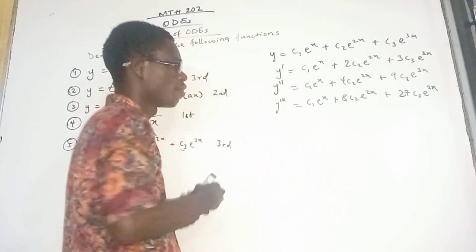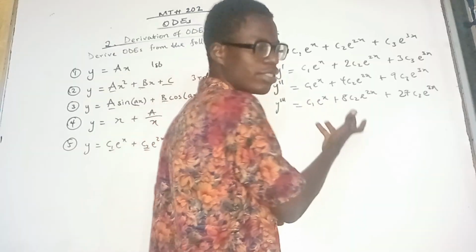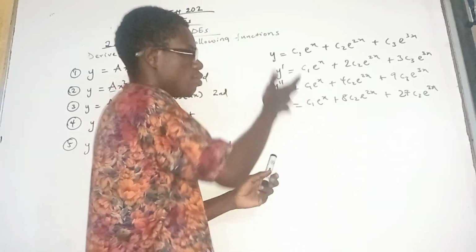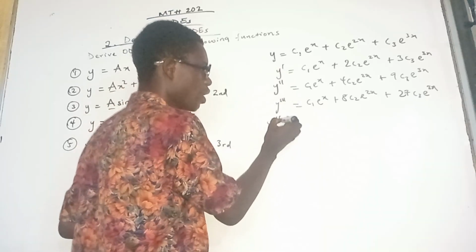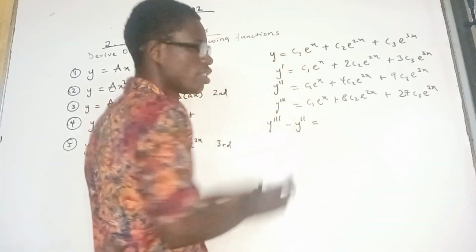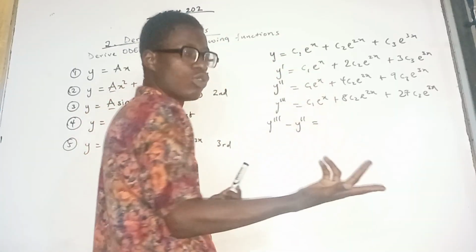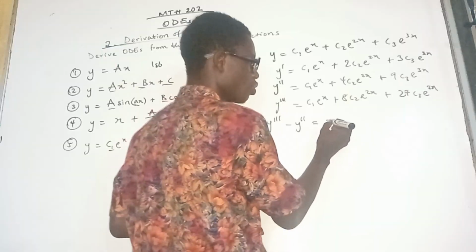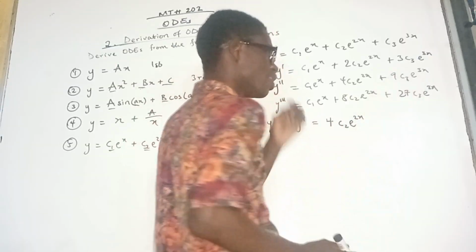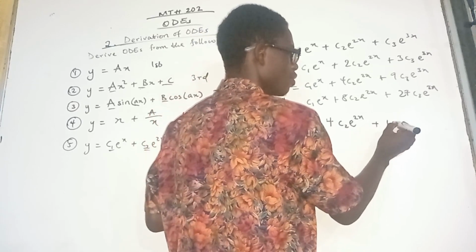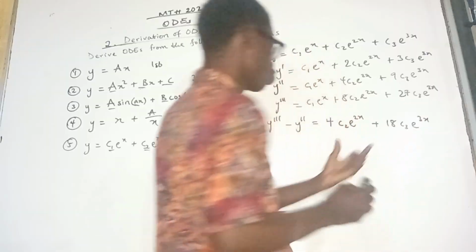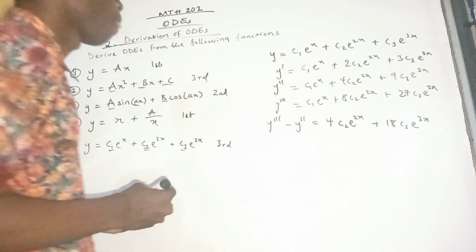So now let's finish it off. We have to eliminate constants. So what do we do? We subtract y triple prime minus y double prime equals to... you will see that c1 is very easy to eliminate using this method. So this is gone. 8 minus 4 gives us 4c2 e raised power 2x, right? 27 minus 9 gives us 18c3 e raised power 3x. So we have something like this on ground.